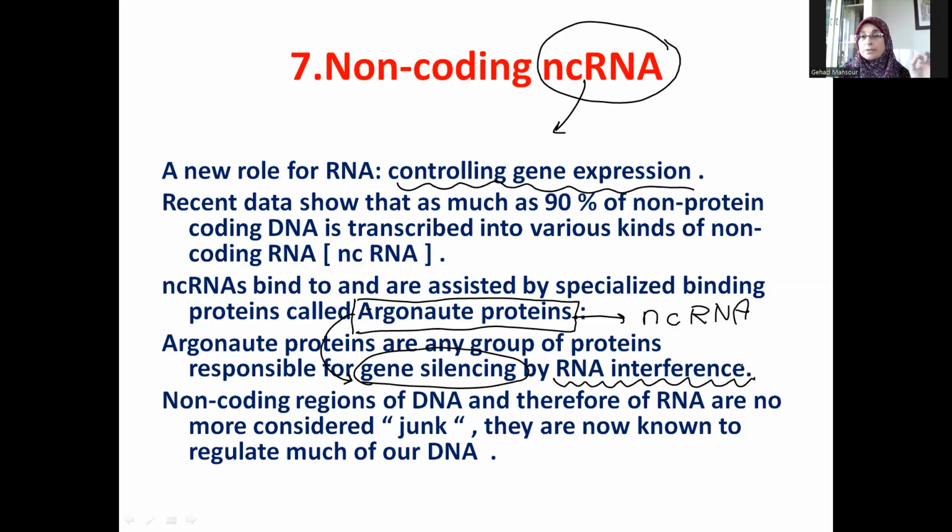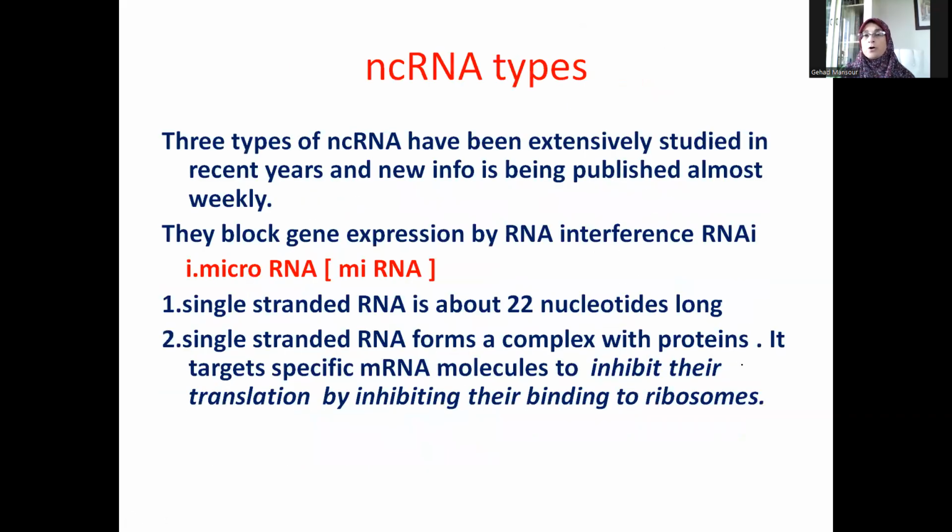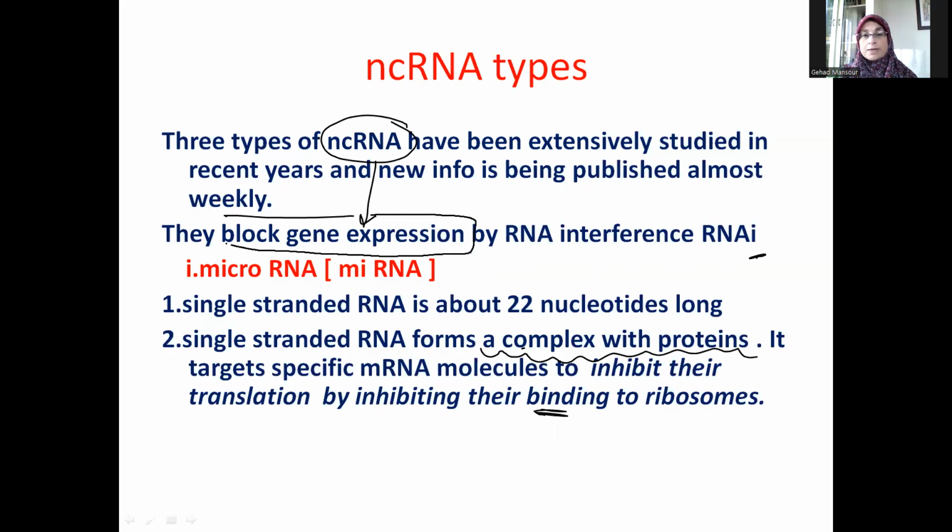So please retain this information that there is a broad group of RNAs that are called the non-coding RNAs. Now, the types of RNA that are non-coding are, number one, the microRNAs, but you have to take into consideration that all the non-coding RNAs are related to silencing of the genes or blocking gene expression by a process called RNA interference.